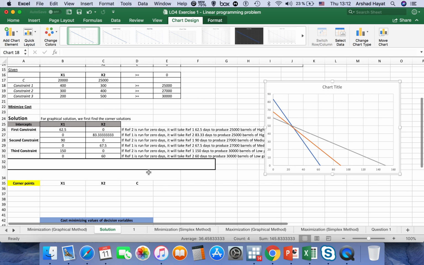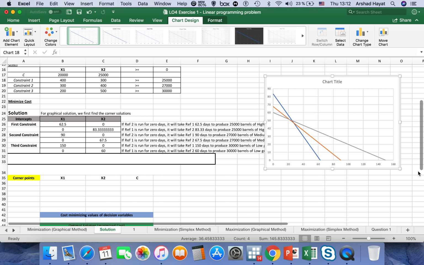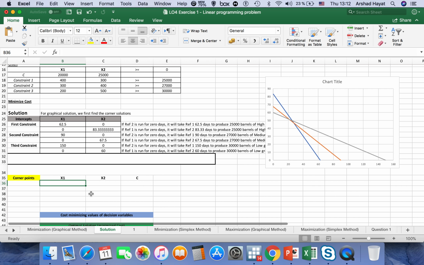So now let's have a look. For example, this outer point is 150 and 0, which means x1 is 150. When I put my cursor there, we can see that this is 150 for x1 and 0 for x2. That's this number simply. So x1 is 150 and x2 is 0.